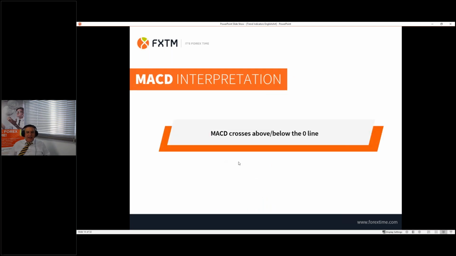Interpretation of MACD. Obviously, the crossing of the 0 line confirms the direction of the trend. So if MACD crosses above the 0 line, then we expect prices to move higher. If MACD crosses below the 0 line, then we expect the market to drop lower.